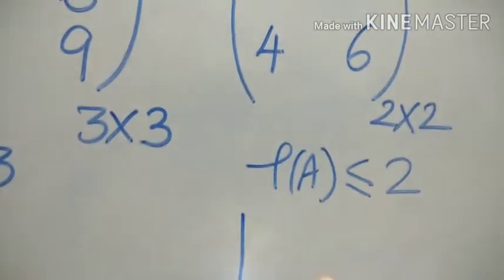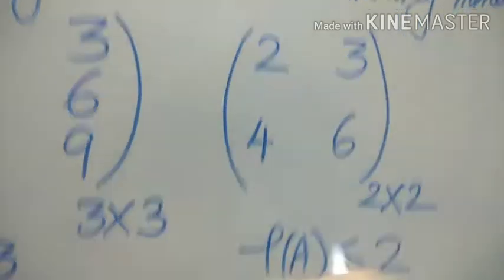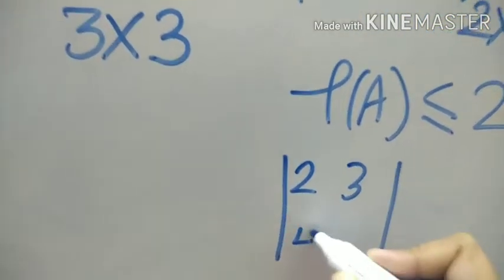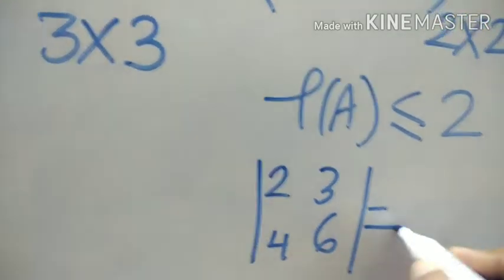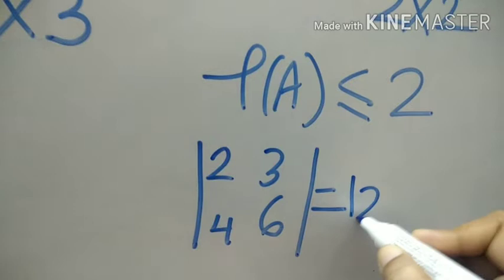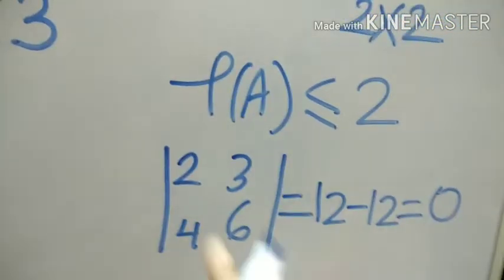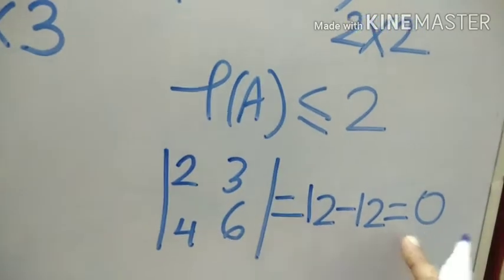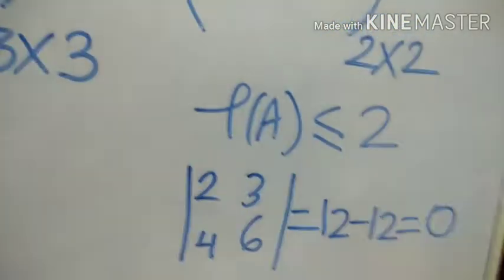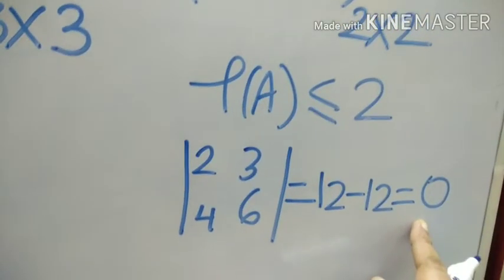Find out the determinant of the given matrix. What is the given matrix? 2, 3, 4, 6. So I will write 2, 3, 4, 6, and you all know how to find the determinant. Product minus the product. So I get 12 minus 12, and my answer is 0. Now when I find the determinant, my answer is 0, which means my rank is definitely not equal to 2, because the 2 by 2 determinant gives me the answer 0.